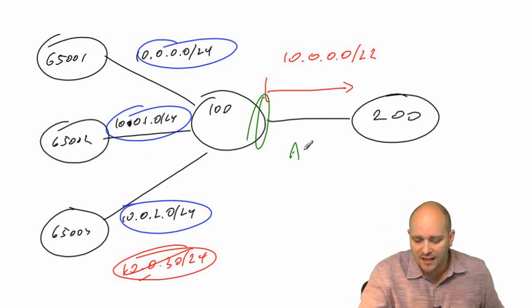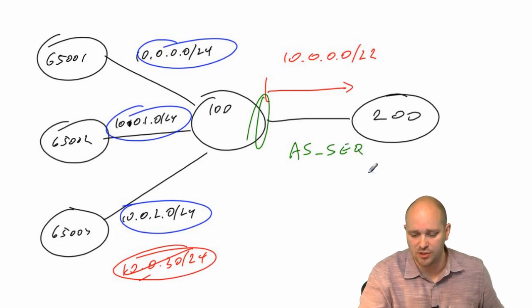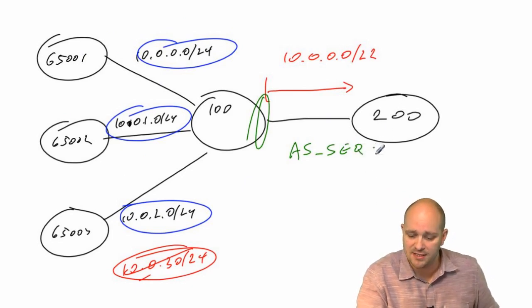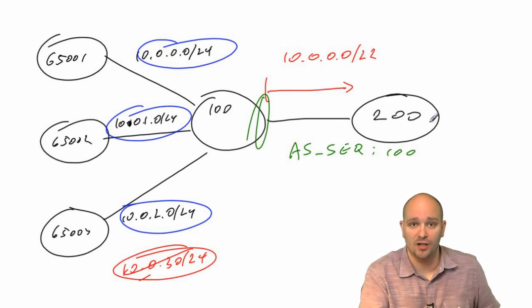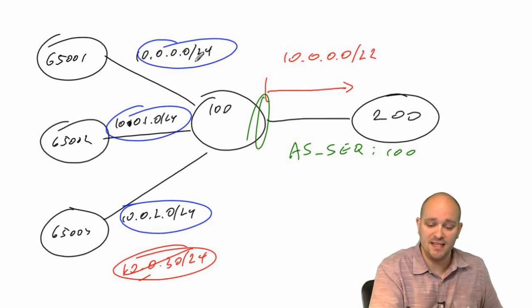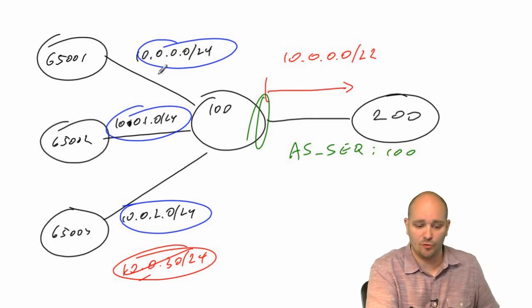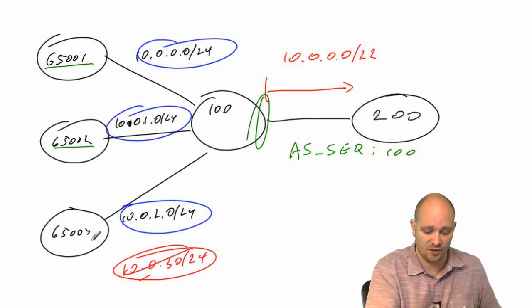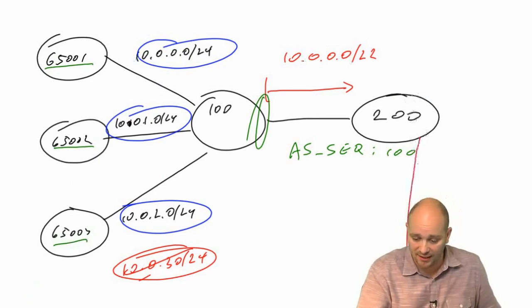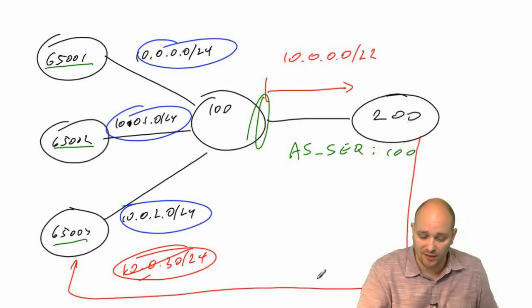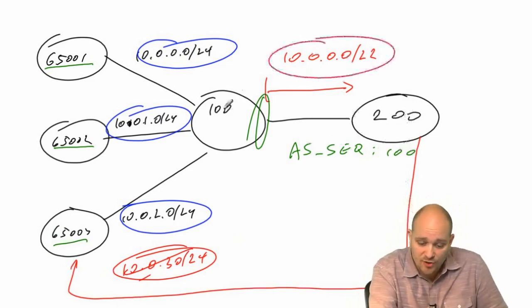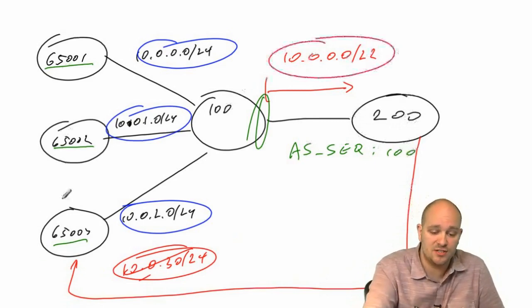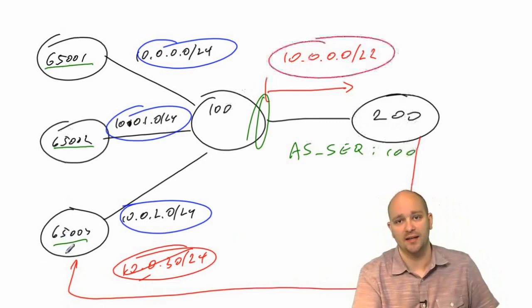So what is going to end up in the AS sequence component of the AS path is simply going to be 100. That means that AS200 has lost information that these component routes may have originated in 65,001, 65,002, or 65,003, which means that if there is a connection between these two ASs, this route may create a loop if it goes back into one of these three ASs.